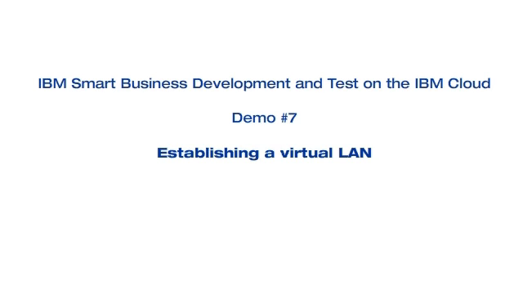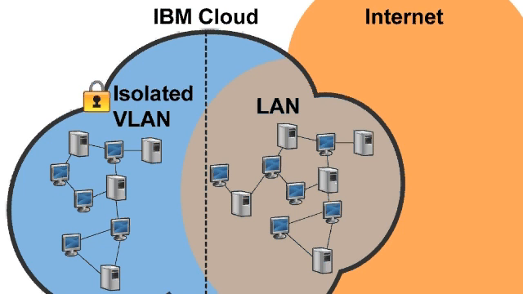As a member of the team, I would like to show you just how easy it can be to establish a virtual LAN on the IBM Smart Business Development and Test on the IBM Cloud. Virtual LANs, also known as VLANs, isolate a group of network devices from the Internet. This type of configuration provides additional privacy and scalability.